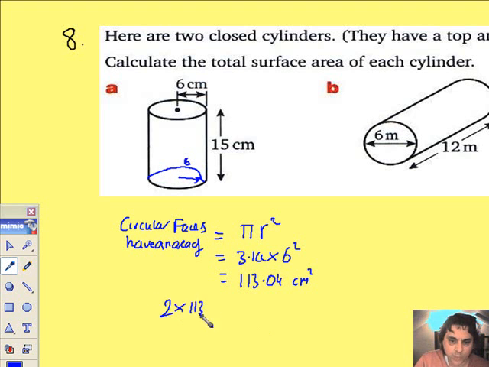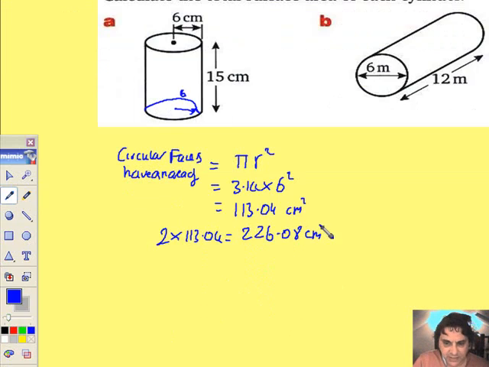So 2 times 113.04 takes care of the top and the bottom. Multiplying that by 2 gives me 226.08 centimeters squared. Now let's do the curved surface.